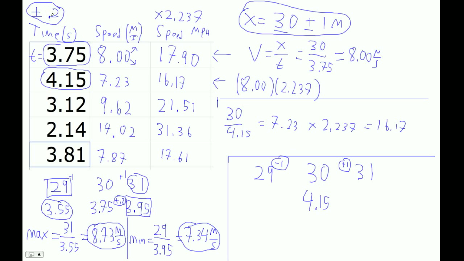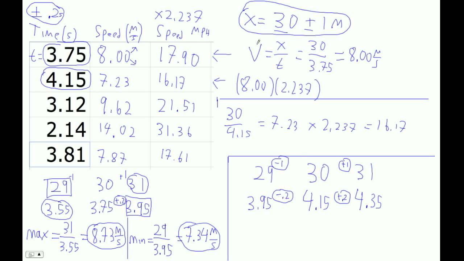We just guessed that the uncertainty is about 0.2 of a second. So the biggest that could be is 4.15 plus 0.2. You don't need to write that down. That would be 4.35. And the smallest that could be is, oh, this is higher math, 3.95. That being 4.15 minus 0.2.